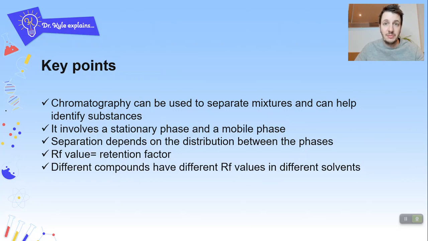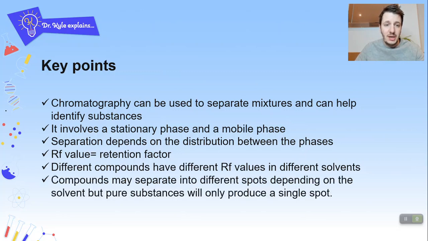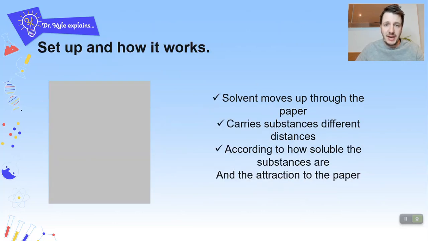So remember, a solvent is something that can dissolve a substance. And compounds may separate into different spots depending on the solvent, but pure substances will only produce one single spot.